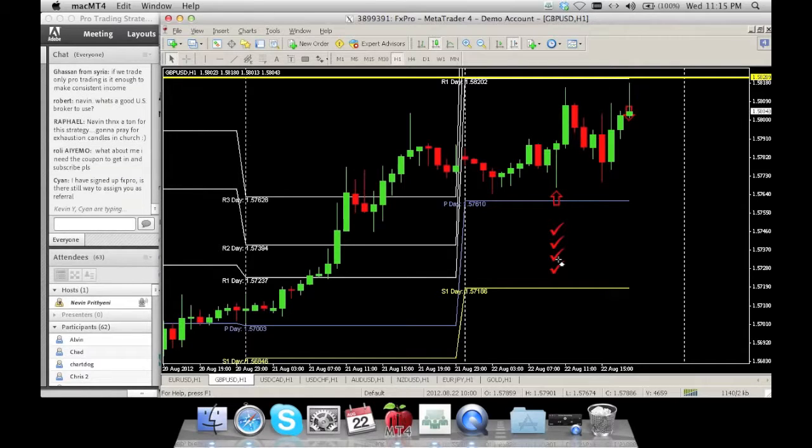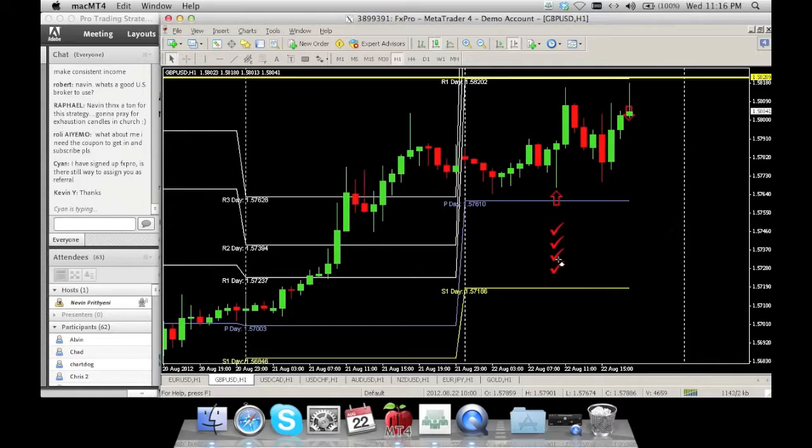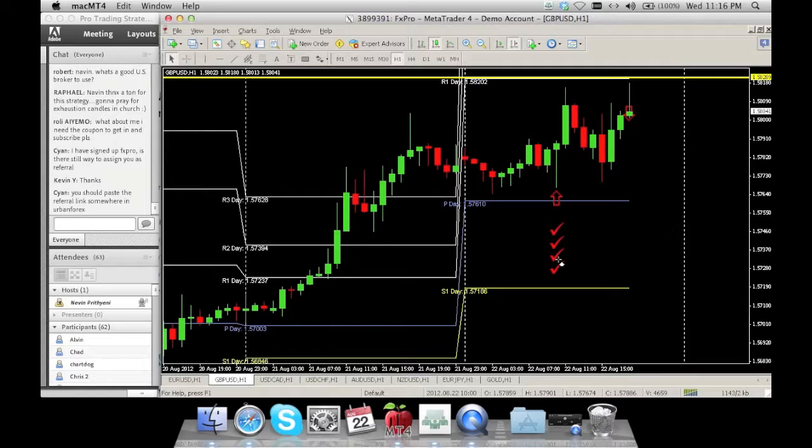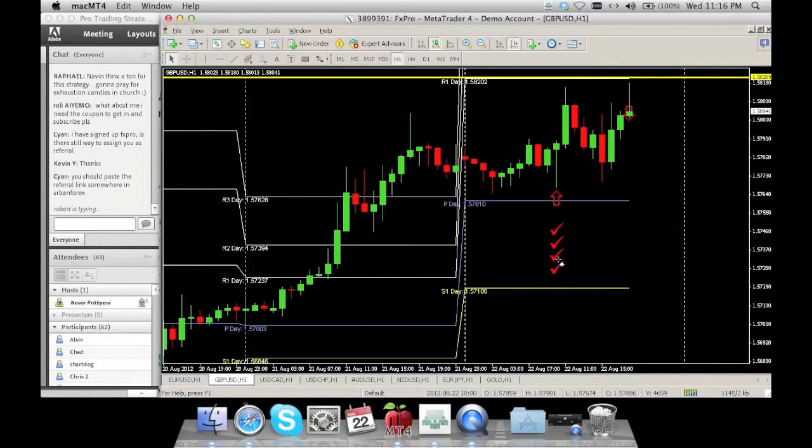Robert, Naveen, what's a good US broker to use? If you're in the US, use FXCM or Gain Capital, which is forex.com. They're pretty decent. They're big, they're regulated, they're pretty good. I've used them before. Every broker gives you their hanky pankies. Don't worry about it. We're not in the business to scalp. As long as you're not scalping, you're okay. Any broker will do. Just make sure they're big. As long as they're big, they do less hanky-panky stuff because they get caught very easily.